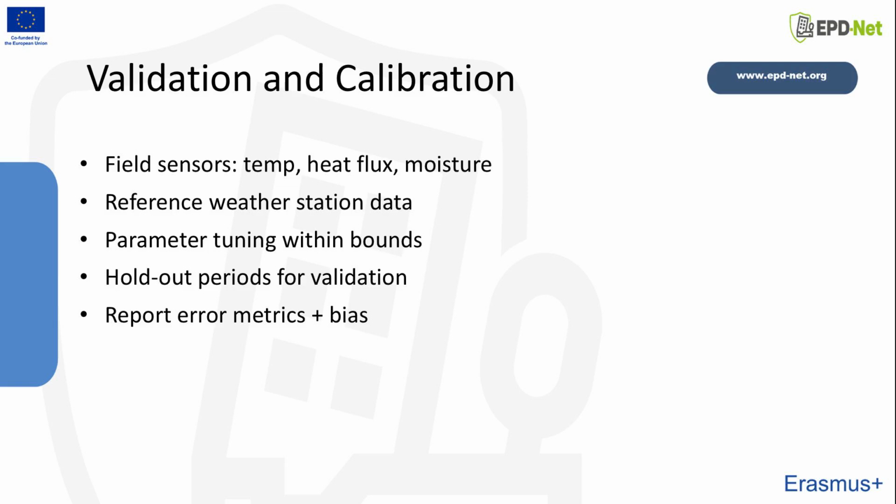Validation and calibration are the credibility gate. For thermal performance, validation commonly uses surface temperature sensors, heat flux measurements, and local weather data. For hydrology, validation uses measured runoff hydrographs and soil moisture dynamics across multiple events. Calibration should be constrained within physically plausible bounds, and validation should use a different time period than calibration to reduce overfitting. Report error metrics and bias, and describe what was tuned and why.